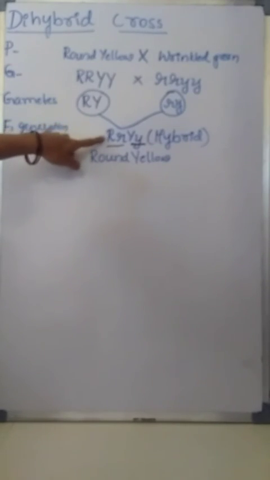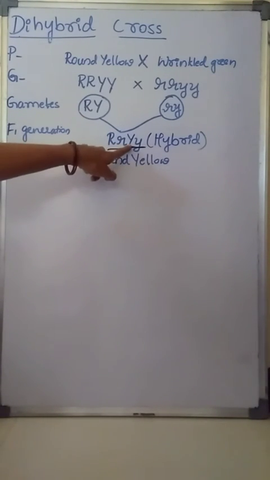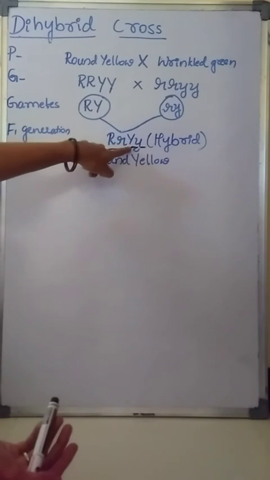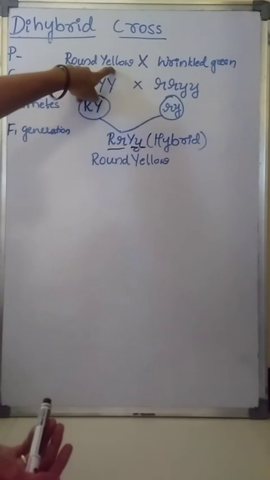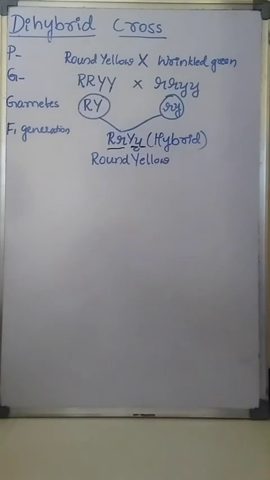Capital R is responsible for round shape of the seed, so here we will obtain round shape of the seed. And capital Y is the dominant gene, whereas small y is recessive. In presence of the dominant gene, it expresses itself. Capital Y is responsible for yellow color of the seed. So we will get yellow colored, round shaped seeds in the F1 generation, and we will not get the recessive characters in the F1 generation.